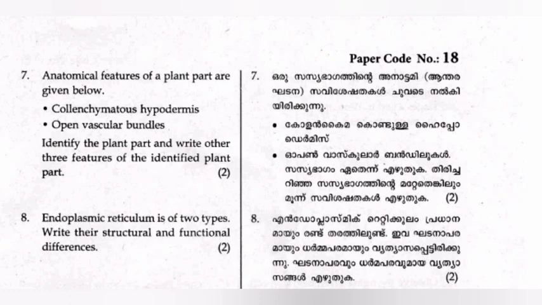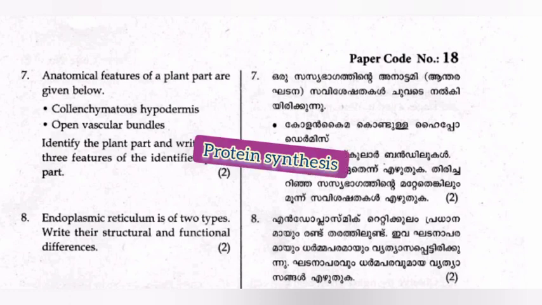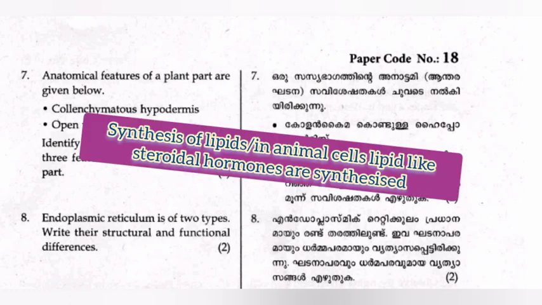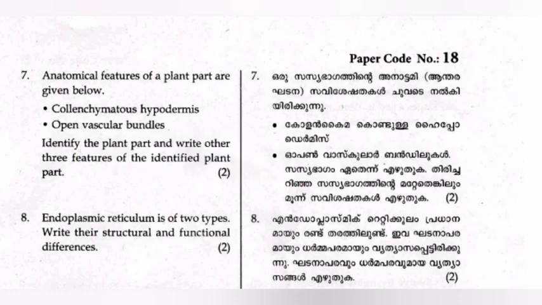8. Endoplasmic reticulum is of 2 types. Write their structural and functional differences. Answer: Rough endoplasmic reticulum is an endoplasmic reticulum with ribosomes. Smooth endoplasmic reticulum is an endoplasmic reticulum without ribosomes. Rough endoplasmic reticulum helps in protein synthesis. Smooth endoplasmic reticulum helps in synthesis of lipids, or in animal cells lipid-like steroidal hormones are synthesized.